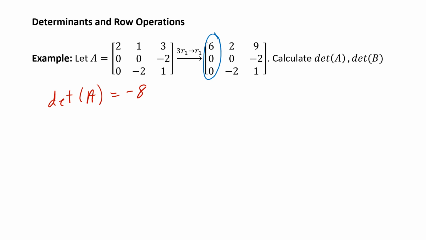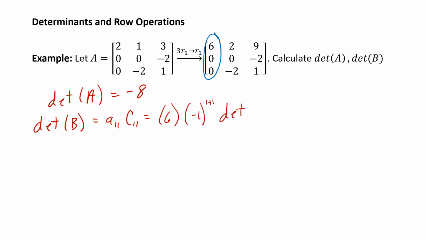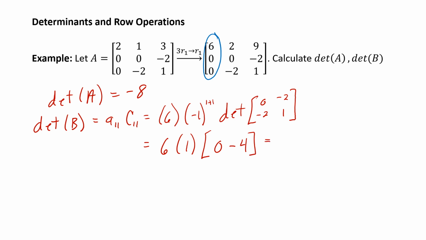I still have that property that my first column is a really good candidate for calculating my cofactor expansion. So what's my determinant of B? This time it's A11 times C11. So that's 6 times negative 1 to the 1 plus 1 times the determinant of 0, negative 2, negative 2, 1, which is 6 times 1 times 0 minus 4, which is negative 24.